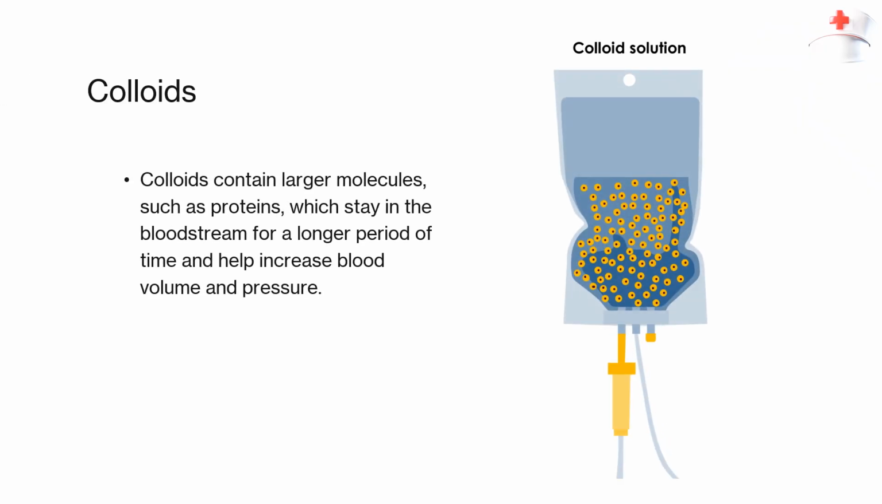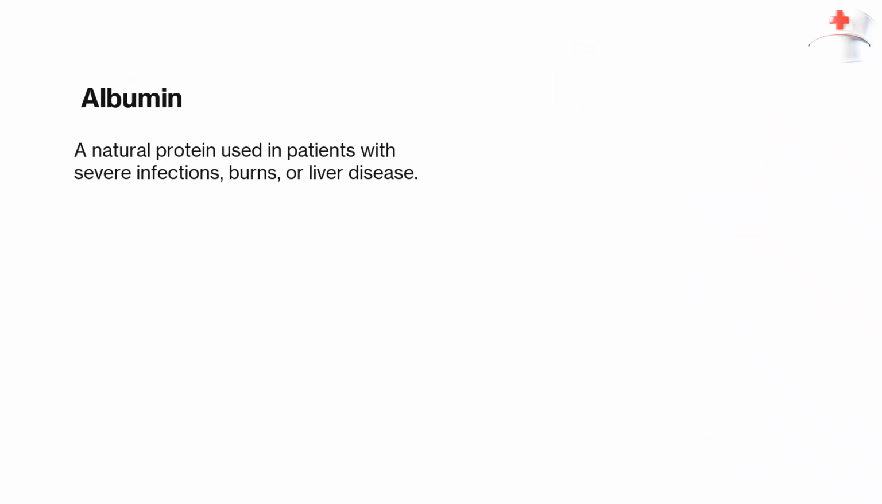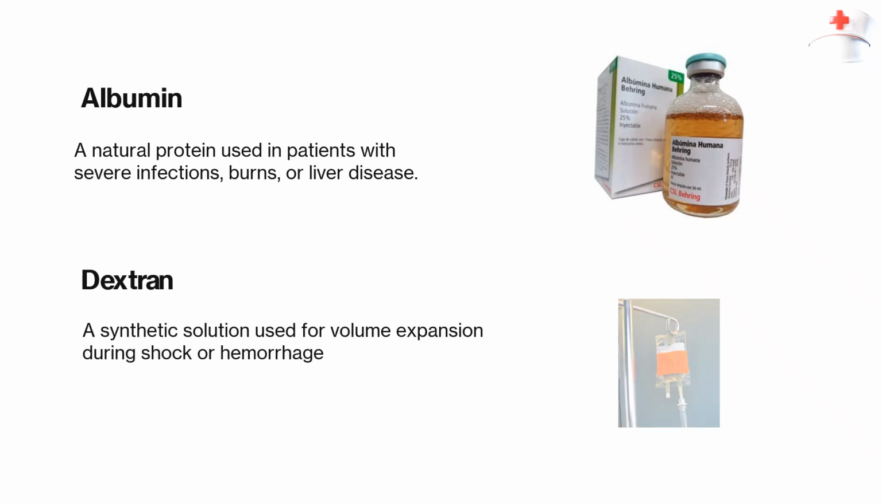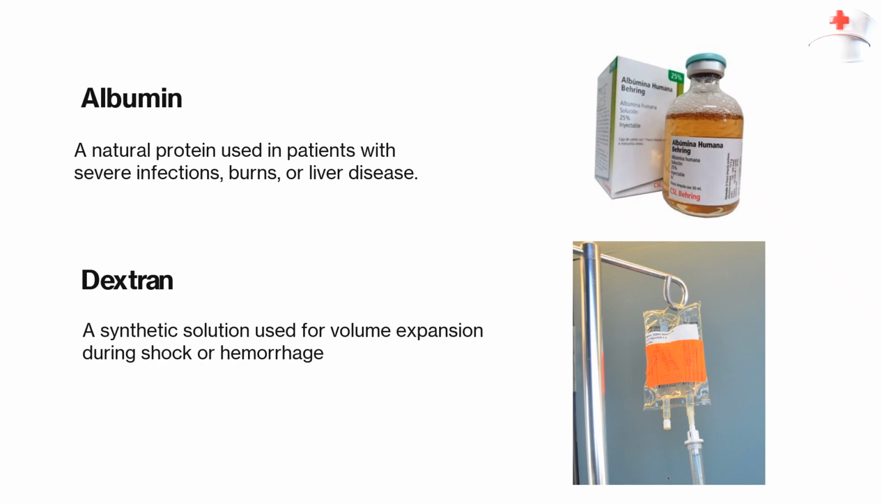Now we discuss what colloid IV fluids are and their types. Colloids contain larger molecules, such as proteins, which stay in the bloodstream for a longer period of time and help increase blood volume and pressure. Albumin, a natural protein, is used in patients with severe infections, burns, or liver disease. Another type is dextran, a synthetic solution used for volume expansion during shock or hemorrhage.